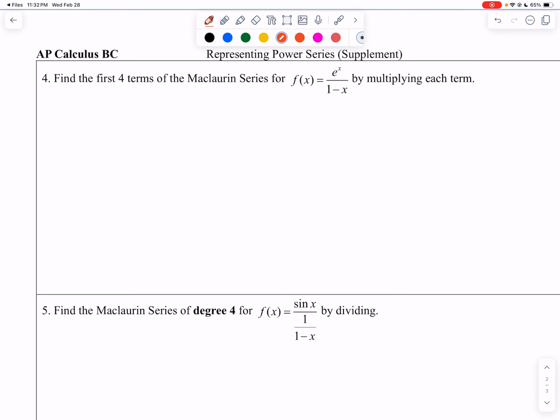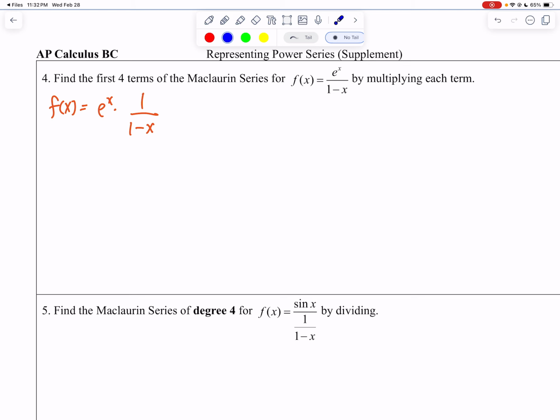All right, number 4, we want to find the first 4 terms of the Maclaurin series for f of x is equal to e to the x over 1 minus x by multiplying each term. Now, even though this looks like a division problem, remember that I could take e to the x out so that we could see that this is technically e to the x times 1 over 1 minus x.